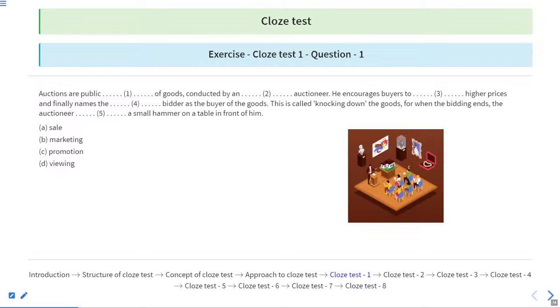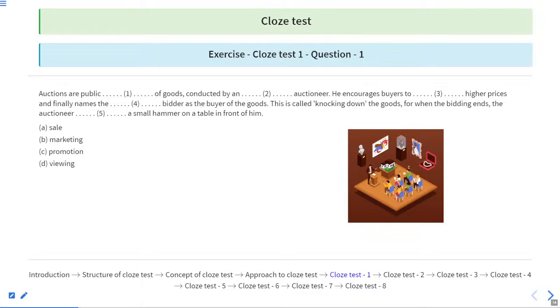So the first question is part of a set, and this set is what we are discussing here. There are four sentences, and let us read the paragraph. Auctions are public dash of goods conducted by an dash auctioneer. He encourages buyers to dash higher prices and finally names the dash bidder as the buyer of the goods. This is called knocking down the goods, for when the bidding ends, the auctioneer dash a small hammer on the table in front of him.